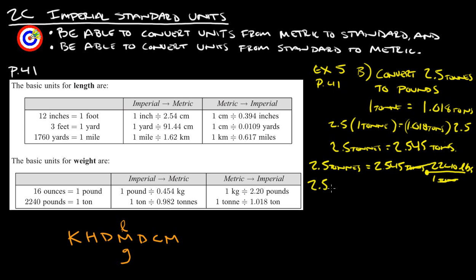So we take 2.545 and multiply it by 2240, and we get 5,701 pounds if we round it off to the nearest pound. And so that's how you would convert for that one.